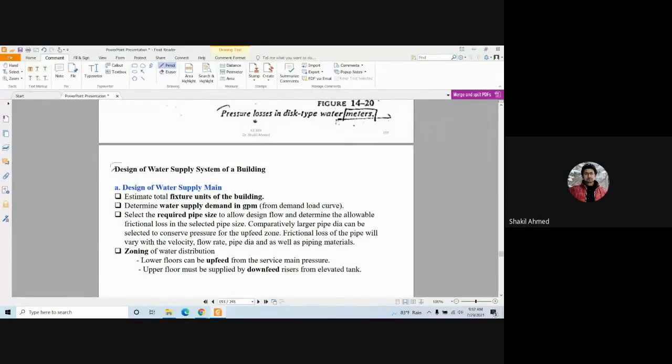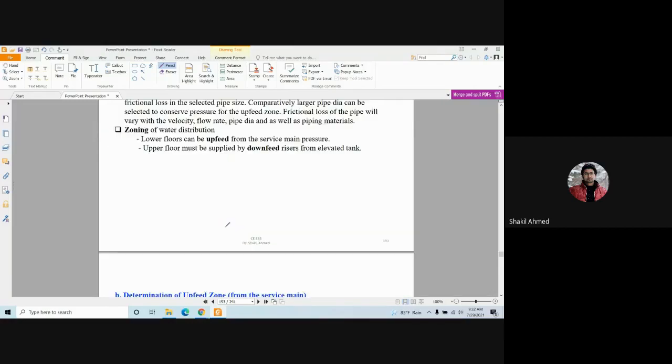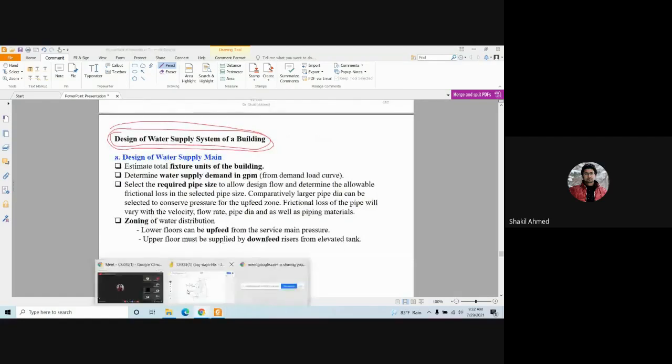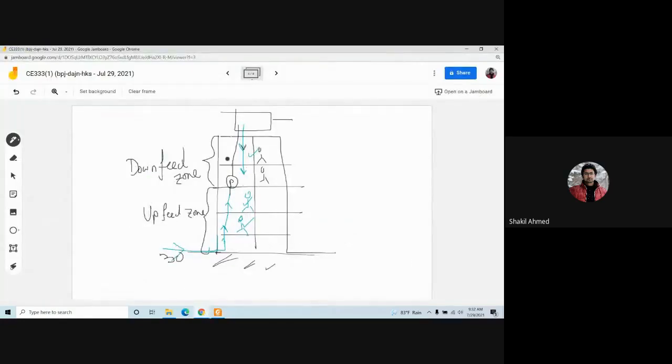Now, to design a water supply system of a building, first of all, we need to look at the zoning. What is zoning? Zoning is actually categorizing which one would be the downfeed zone and which one would be the upfeed zone. That is called zoning.